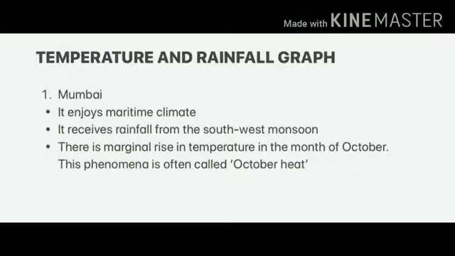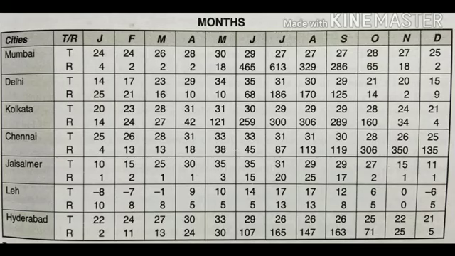Mumbai is located at the Maharashtra sea coast. As such, this city enjoys maritime climate with little temperature variation. The minimum temperature of 24 degrees Celsius is recorded in January and February, and the maximum temperature of 30 degrees Celsius is in the month of May.